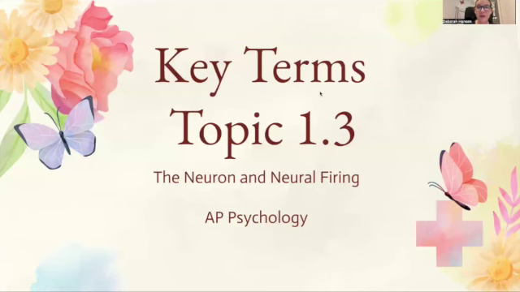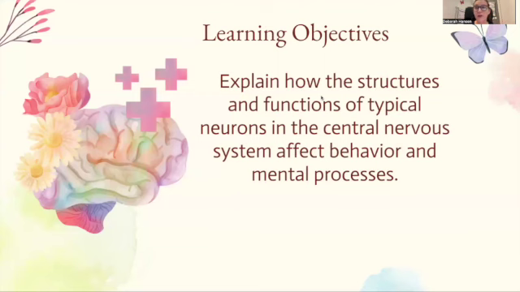Okay, so here we go. Key terms, topic 1.3, the neuron and neural firing for AP Psychology. This is for the new AP Psychology curriculum from the College Board. We're going to look through the key terms for the first learning objective, explain how the structure and functions of typical neurons in the central nervous system affect behavior and mental processes. This one is just the key terms that go along with this unit. If you want the explanation and breakdown of how to answer this question, that's on my other video.